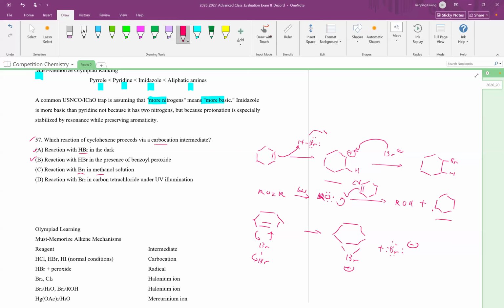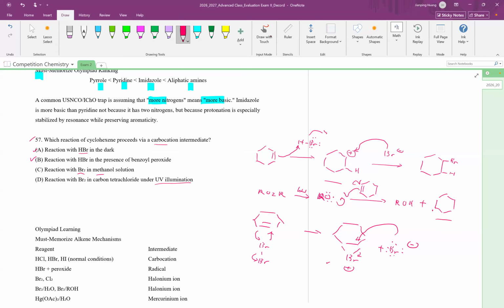Right, for the three-member ring, what's this called? Bromonium, not carbocation. Now the second one, you go to here, you break here. It's anti-stereochemistry, right?